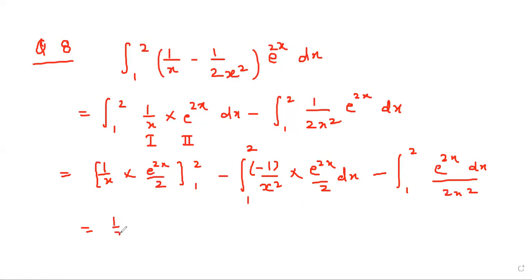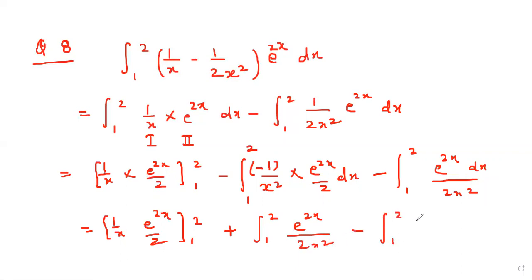So 1 upon x e power 2x upon 2, limits 1 to 2, plus integration 1 to 2 e power 2x divided by twice of x square, minus limit 1 to 2 e power 2x dx divided by twice of x square. These two terms will cancel out and we will be left with this term. So here limit is 1 to 2. Let's put the limits. So when we put 2 here, what do we get?